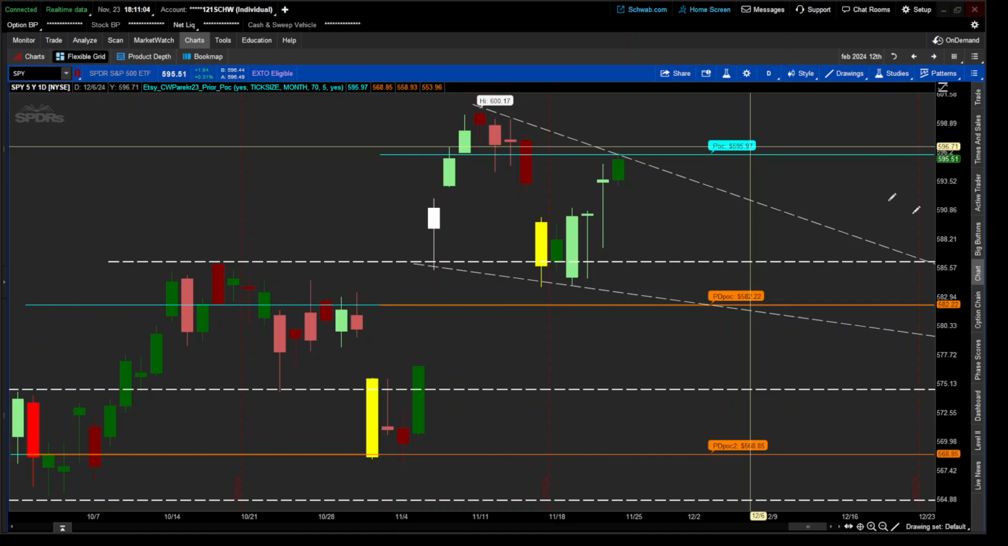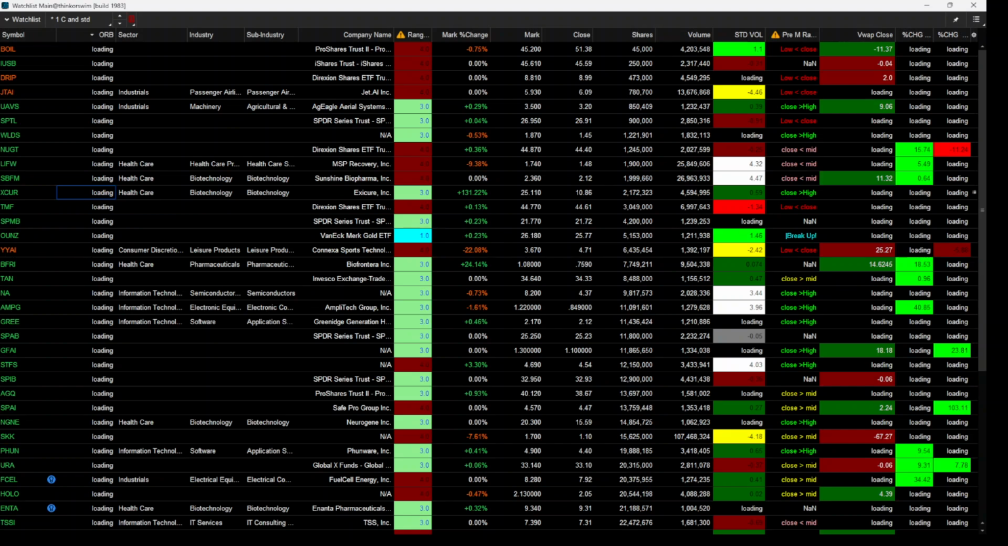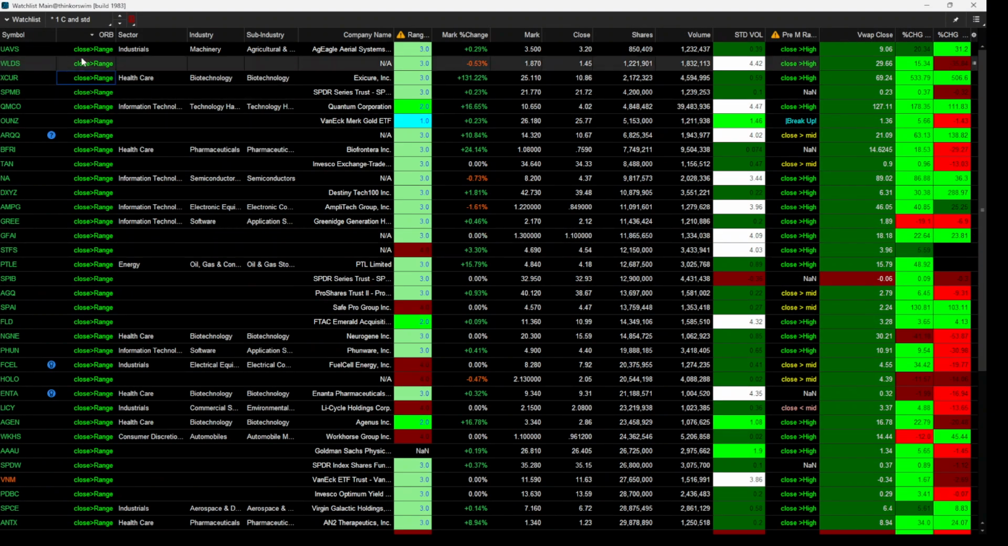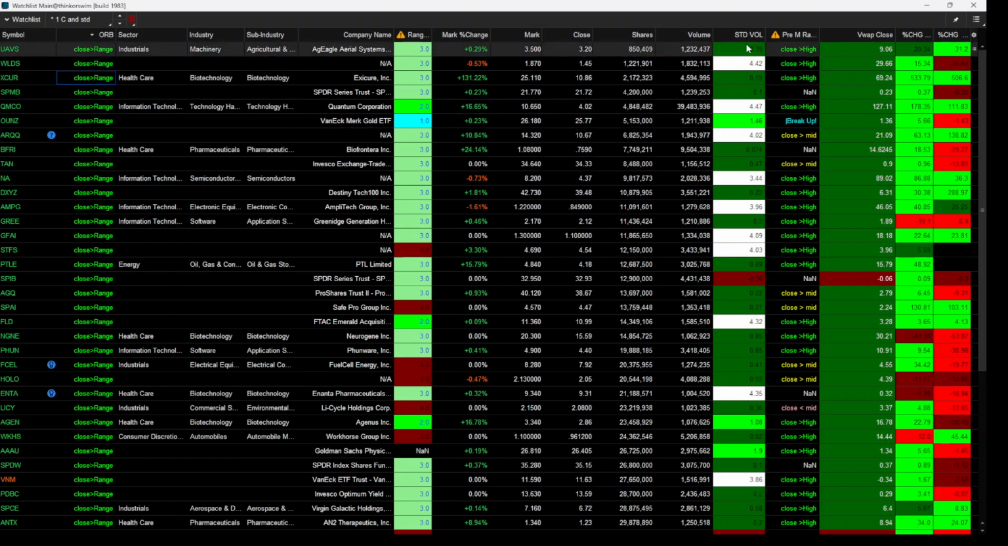So you're going to get those two, and you're going to get the watch list column as well. The watch list column that you're actually going to be getting is this ORB one. You're going to be getting the standard volume deviation watch list column, and your pre-market watch list column as well. And this works on your pre-market range, your high, low.